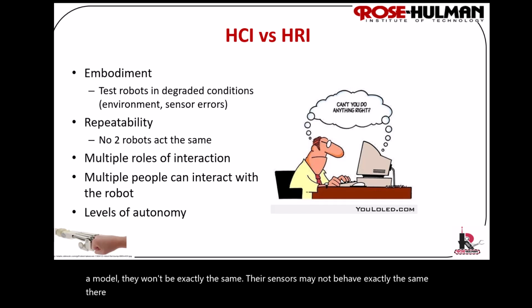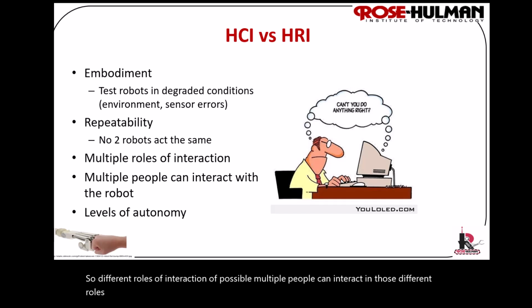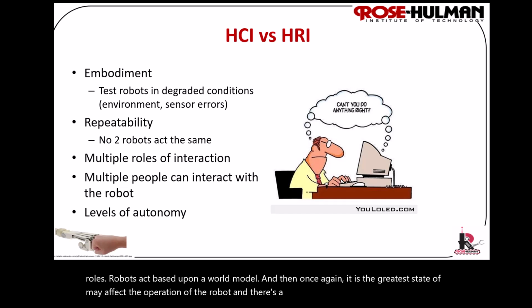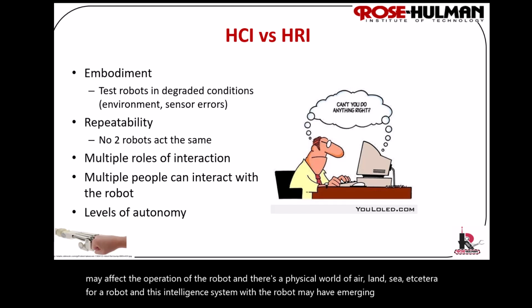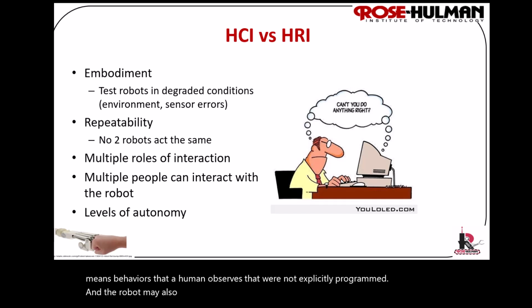There are multiple roles of interaction. Multiple people can interact with a robot, and there are varying levels of autonomy. So different roles of interaction are possible. Multiple people can interact in those different roles. Robots act based upon a world model. And then once again, the degraded state may affect the operation of the robot. And there's a physical world of air, land, sea, etc. for a robot. And this intelligent system with a robot may have emergent behaviors, which means behaviors that a human observes that were not explicitly programmed. And the robot may also interact in harsh environments.